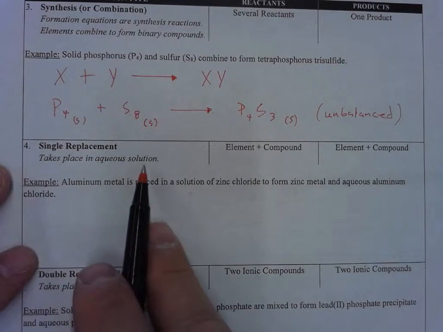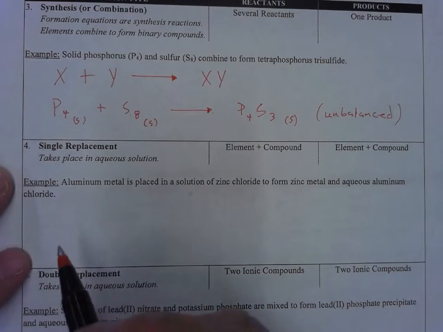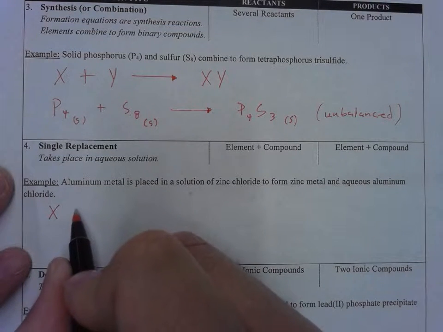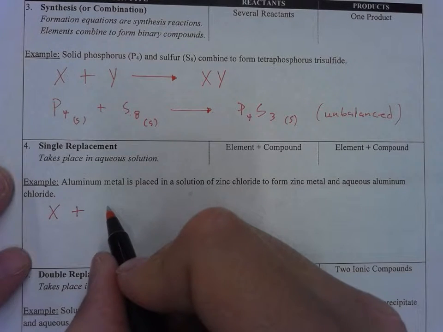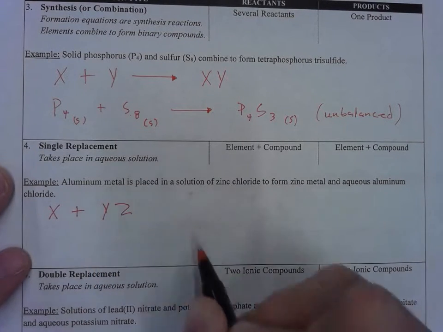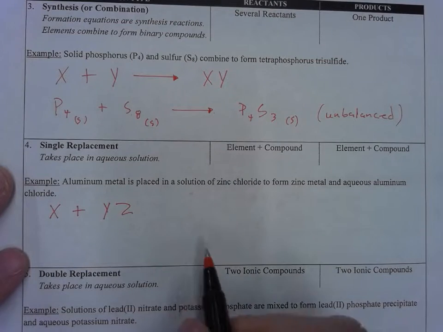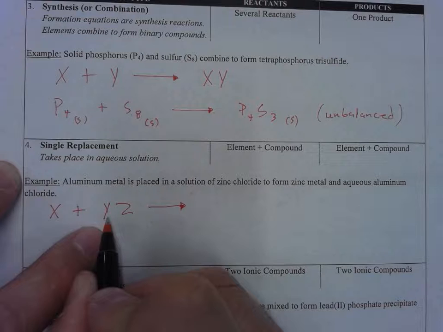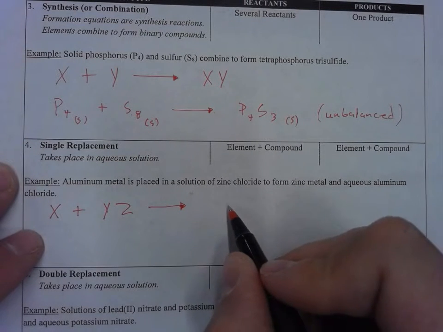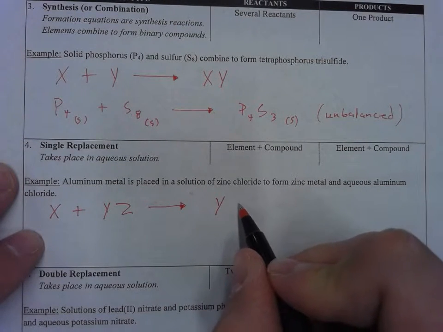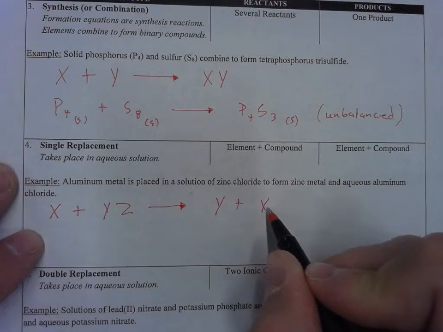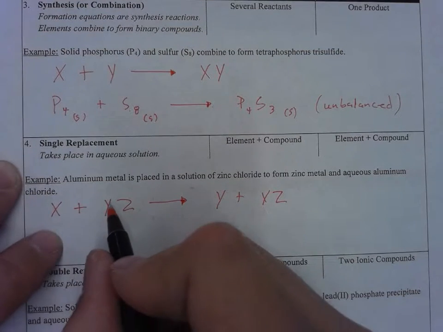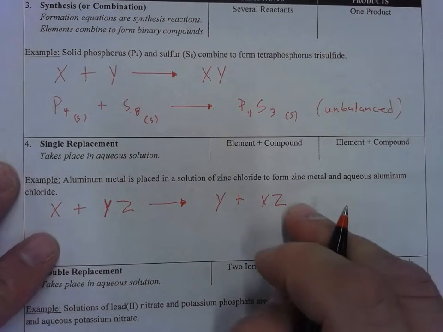Okay, next up, single replacement. Single replacement takes place in an aqueous solution, and a single replacement will look like this. You'll have reactant X plus some reactant YZ. X plus YZ in solution, and then this will change out with that. Okay, so what ends up happening is you get Y plus XZ. So this element will switch out with that element. Okay, pay close attention to this one.